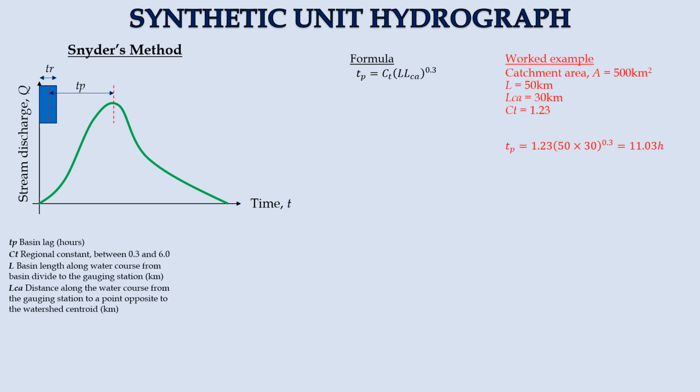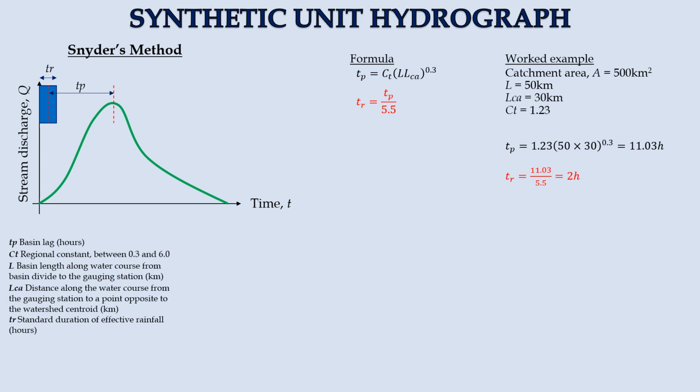Let's say we have a catchment with area of 500 km². The values of L and LCA are 50 km and 30 km respectively. On the other hand, the regional constant is taken as 1.23. By substituting the values, the basin lag is found to be 11.03 hours.